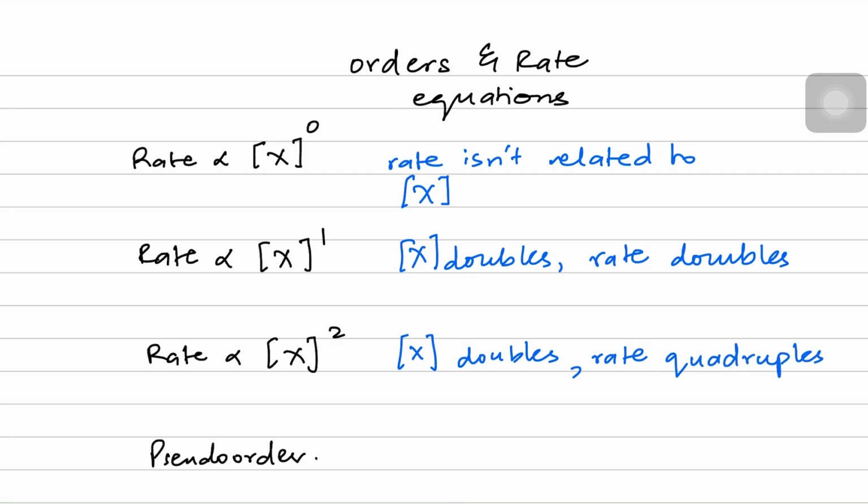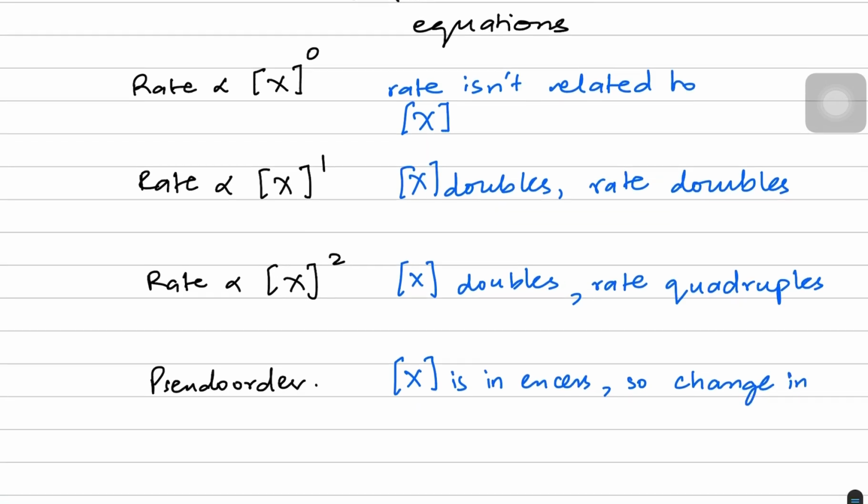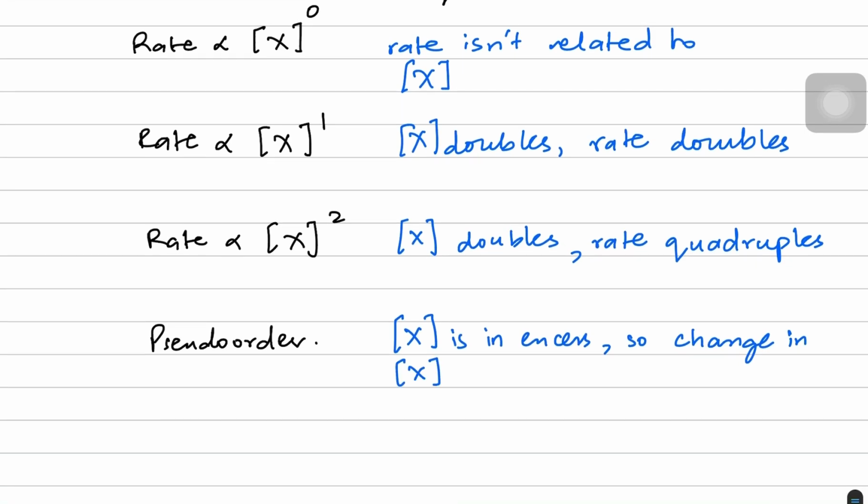And finally, pseudo order means that x concentration was so much in excess that even if changing it is not detectable. So change in x concentration will not be affecting the rate because x is so much in excess that changing it from 99 to 98 will not have any effect on it, right?